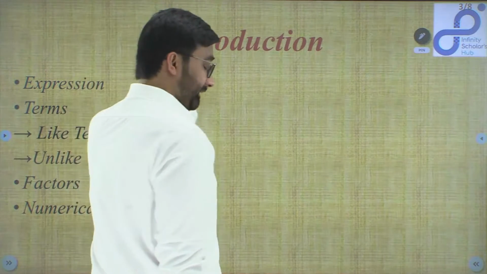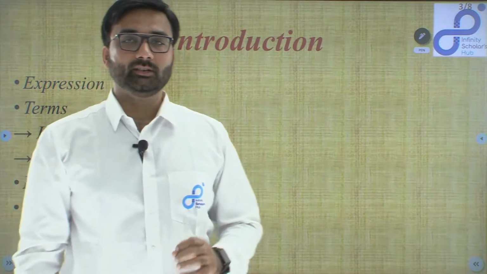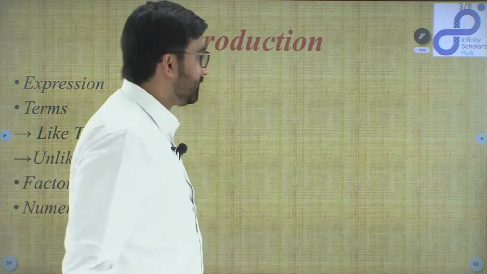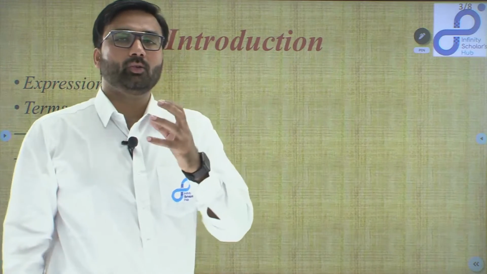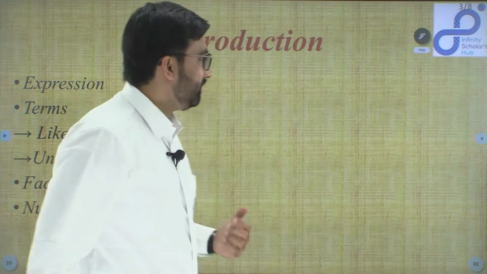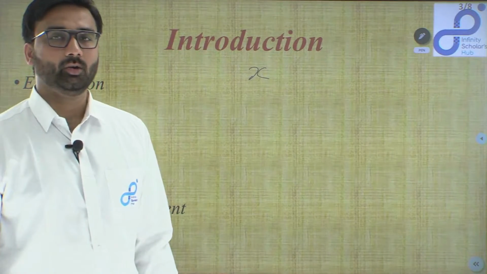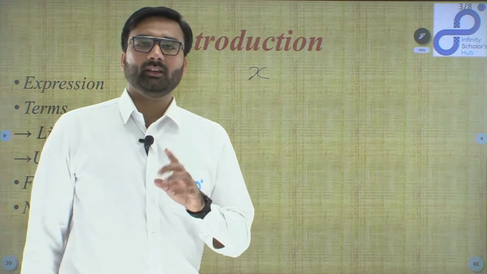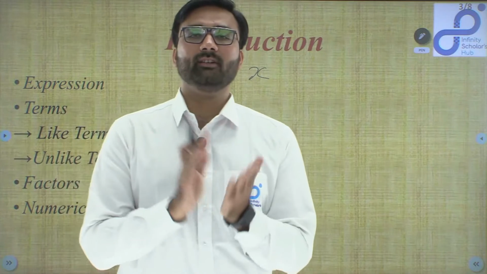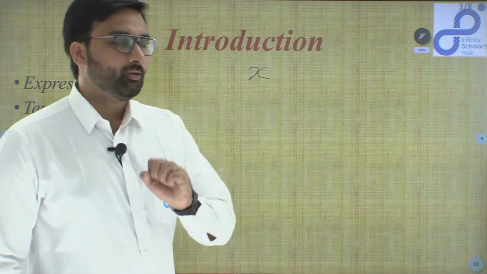numerical coefficient. देखिए, see, when I say numerical coefficient, that means मैं number की बात कर रहा हूँ, right? So हर एक term का numerical coefficient होता है, right? Even if I write x, तो इसका भी एक numerical coefficient है, okay? And remember one thing, जो भी sign है that is always included in the numerical coefficient. What do I mean by this?